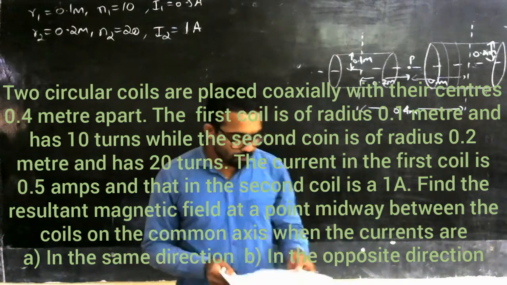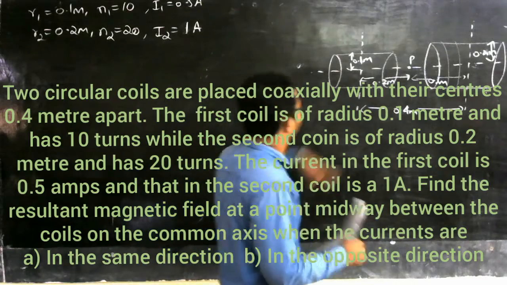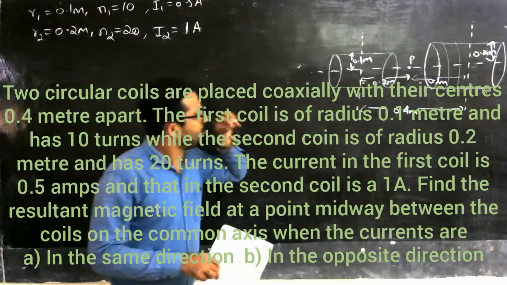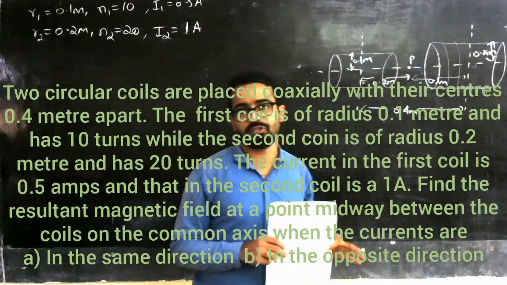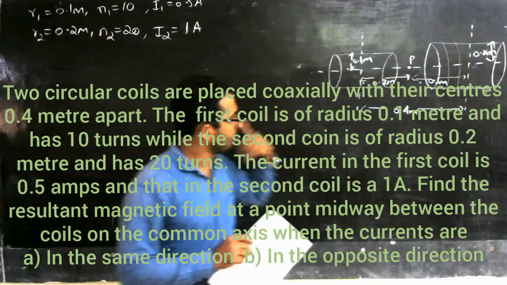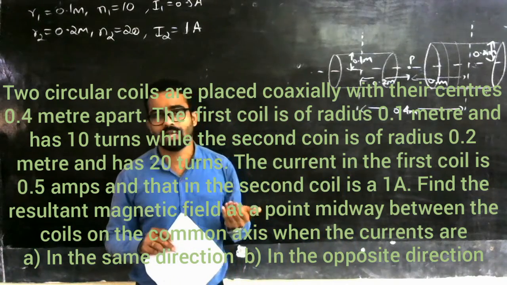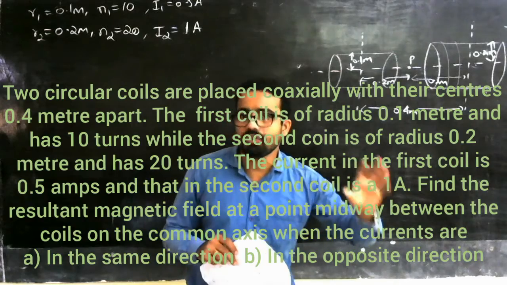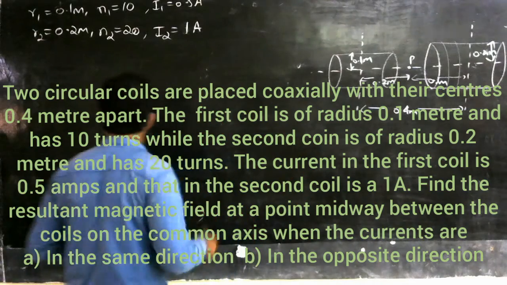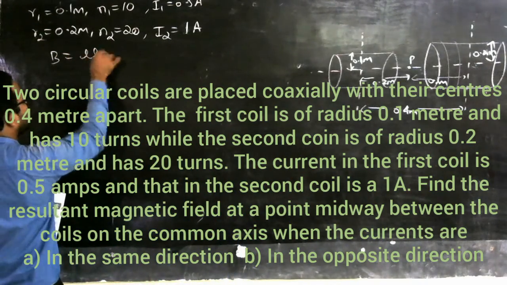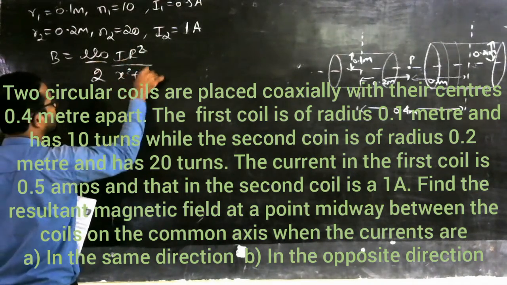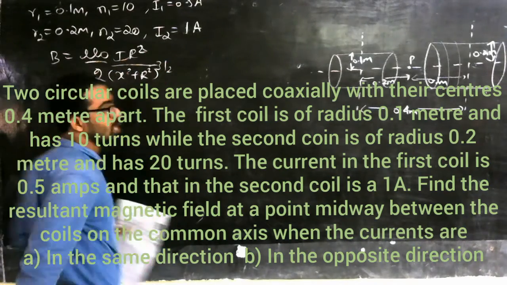Now, we have to find the magnetic field along the axis. A similar concept we have discussed in our previous chapters, which looks like a current carrying loop. We have discussed the current carrying loop in our class, and we got an equation for the magnetic field along the axis of a current carrying loop. The equation was B is equal to mu naught by 2 into I r square divided by x square plus r square to the power 3 by 2.